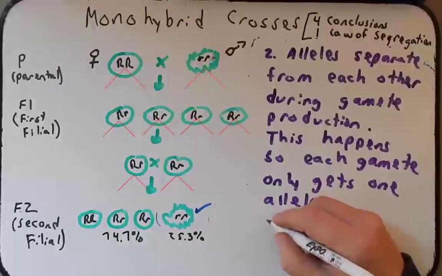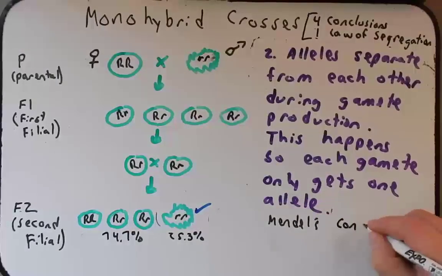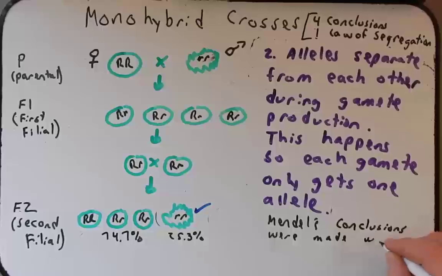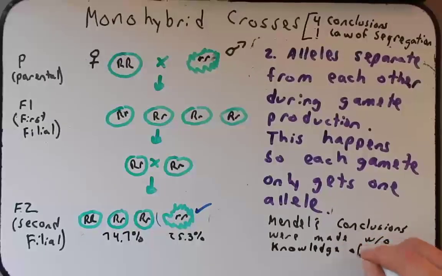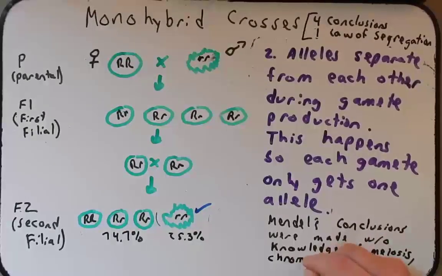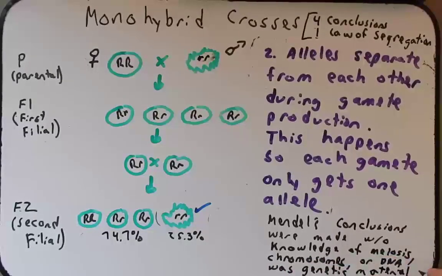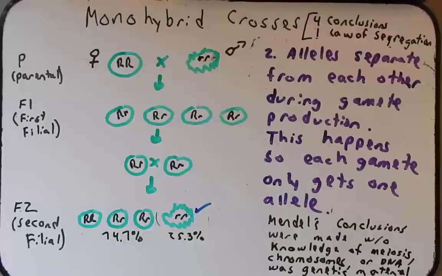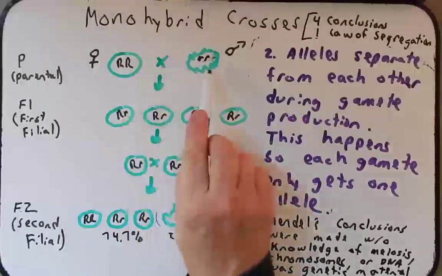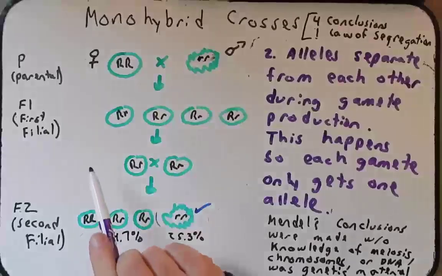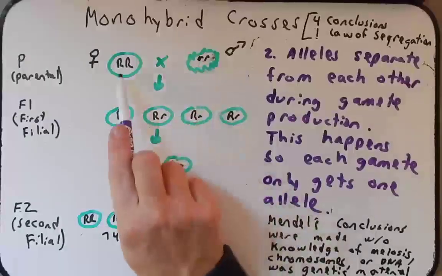It's important to note that Mendel's conclusions were made without knowledge of mitosis or meiosis, chromosomes, or that DNA was the genetic material, which I always find to be very impressive, that he was able to reason between these simple P crosses that there had to be 2 alleles, and that when these plants then make gametes, that each gamete would get 1.